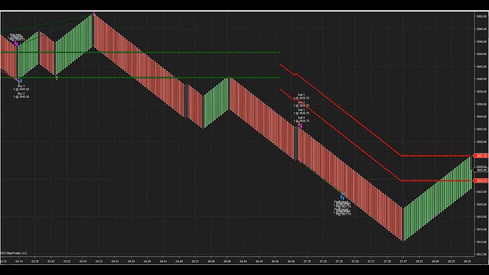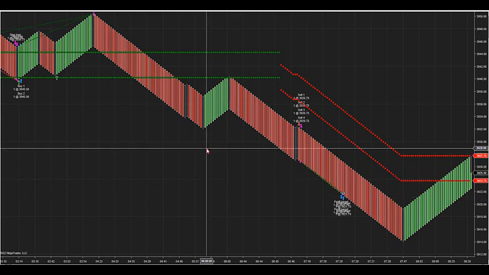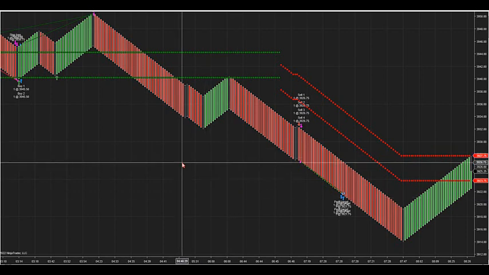So you don't have to trade this thing around the clock. You can set your hours. A lot of traders like to trade the New York session, 9:30 to 11 o'clock is a majority of traders that like to trade the system. I always say 7:30 to 10:30 is what I like to do. And then come back from 1:30 to 4 o'clock in the afternoon.